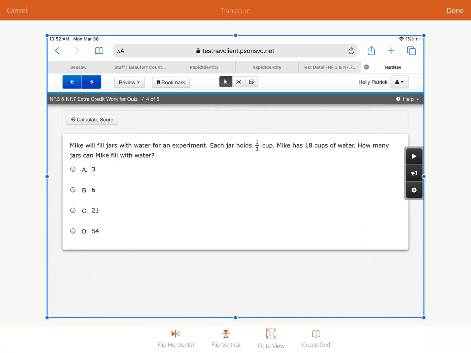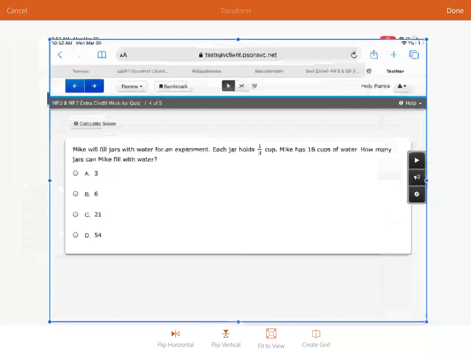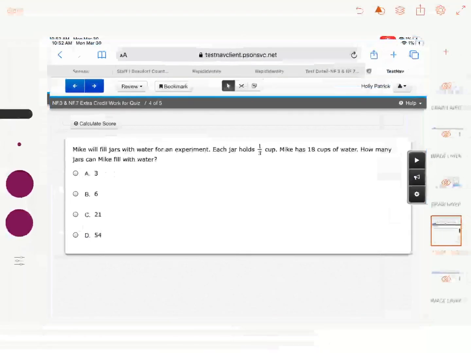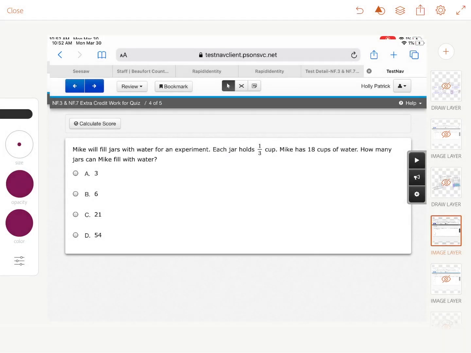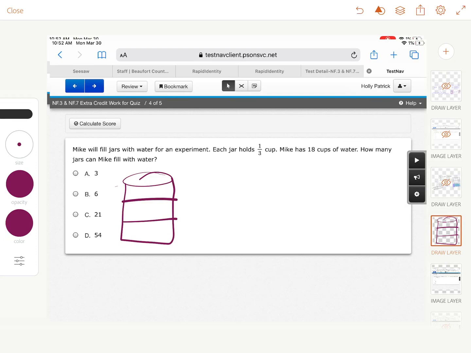All right, Mike will fill jars with water for an experiment. Each jar holds 1/3 cup. Okay, so in my brain, I see this jar. Each jar holds 1/3 cup.